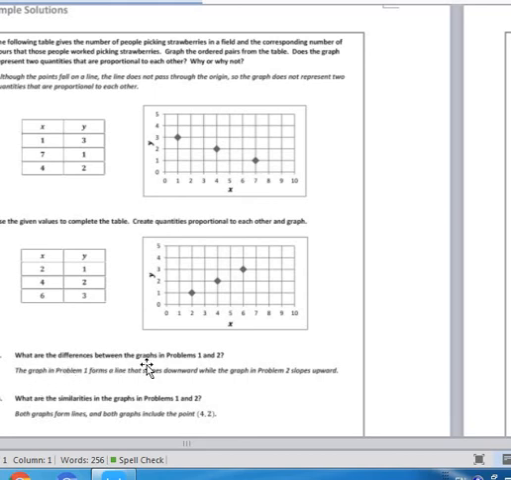What are the differences between the graphs in problem 1 and problem 2? The graph in problem 1 forms a line that slopes downward, while the graph in problem 2 slopes upwards. Okay, what are the similarities in graphs 1 and 2? Both graphs form lines, and both graphs include the point 4 and 2.